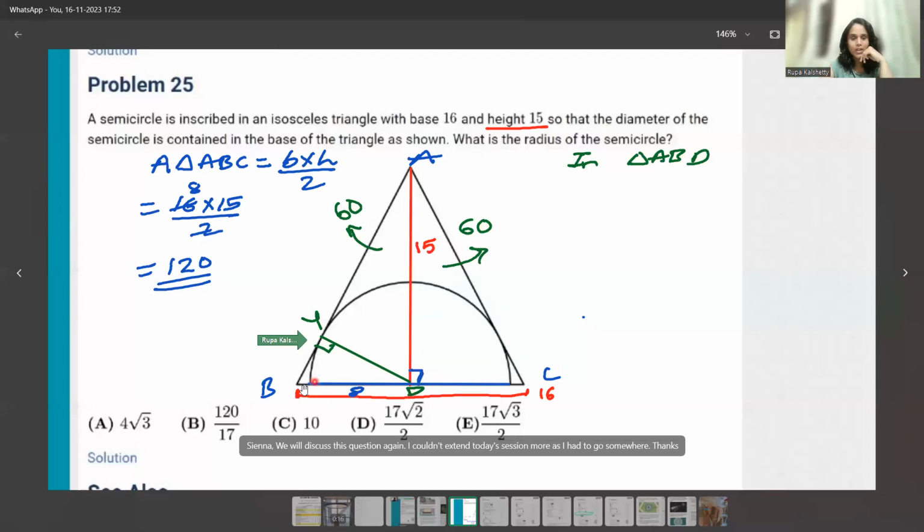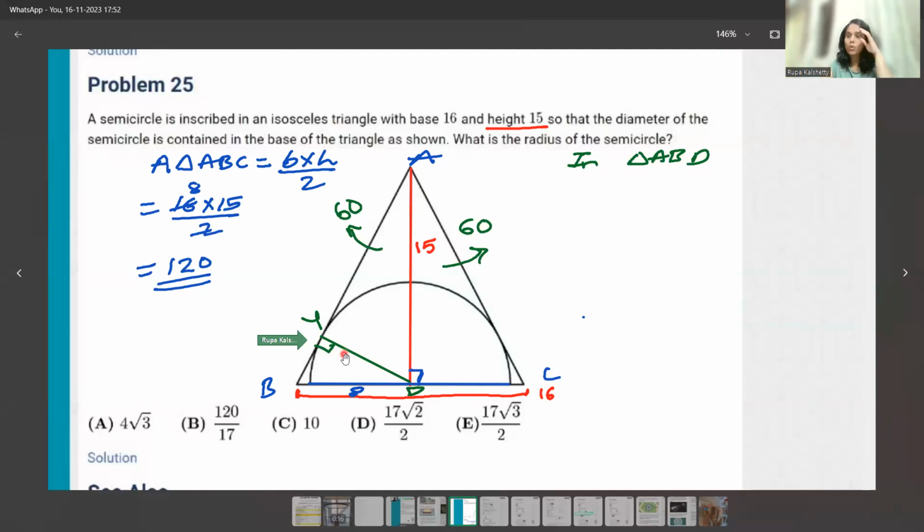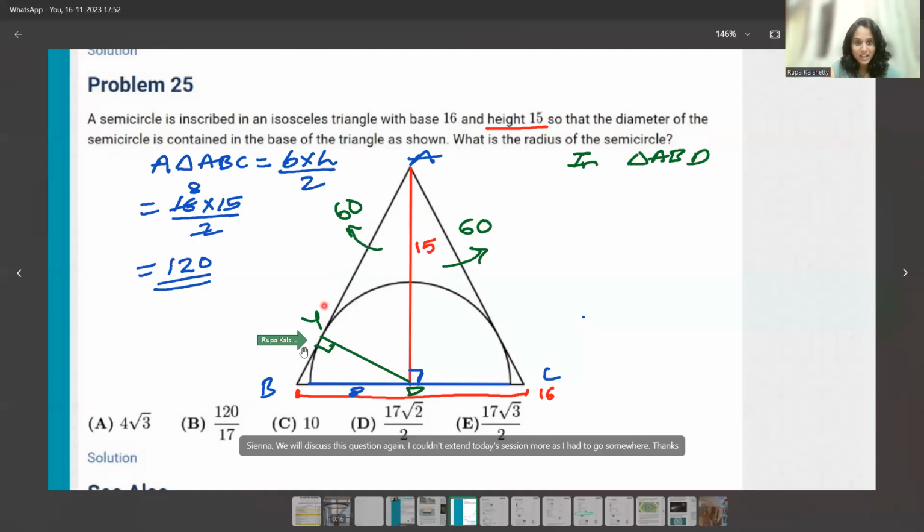One more thing, in triangle ABD, as we just said, we can take AB as a base and YD as a height, and we already know that the area is 60. So can we use all that information and find out the radius? Yes, we can, and let's see how. But before we do that, we need to know what is the AB here, this side length AB. How do we find this?